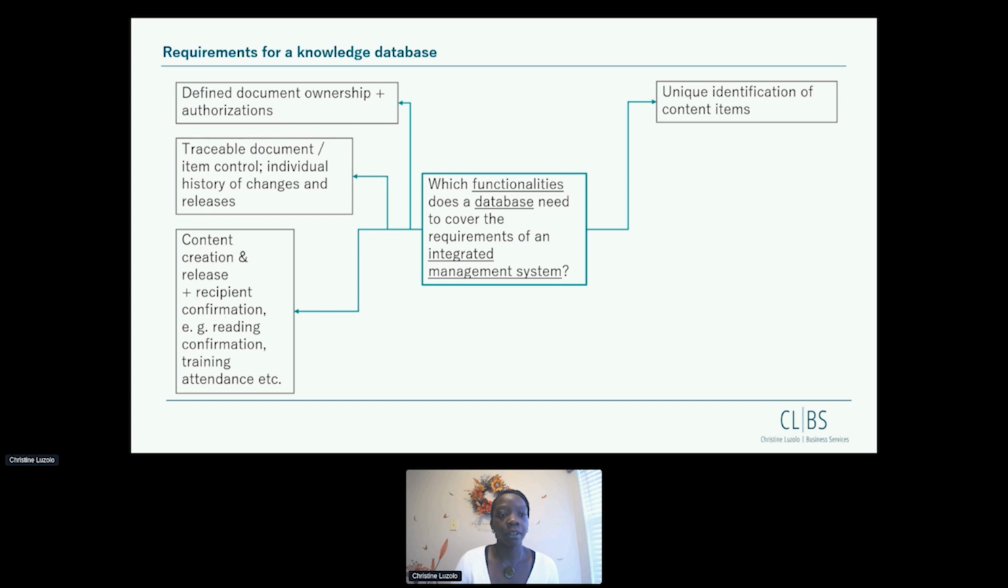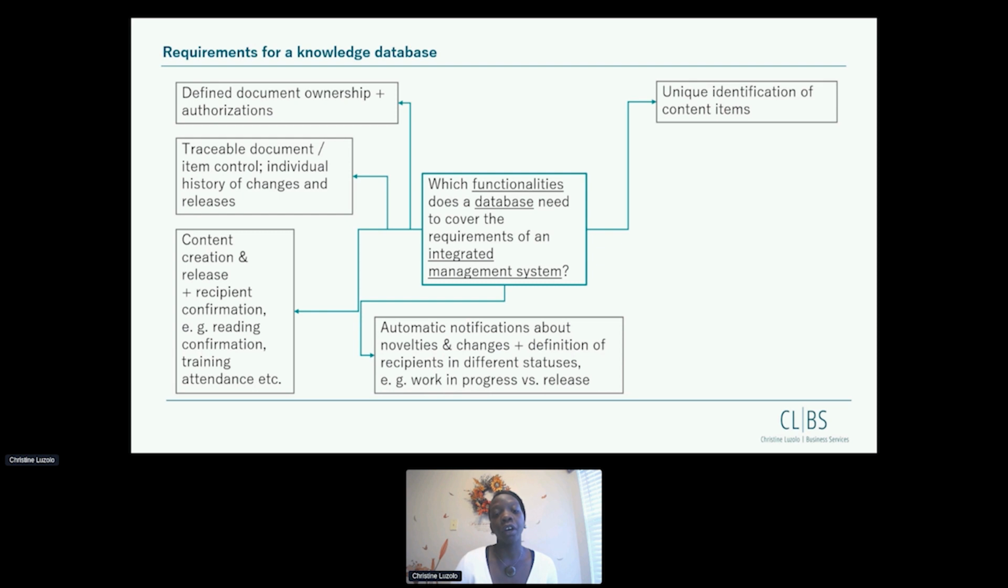Another thing is traceable document item control and the individual history of changes and releases. This is also very important when it comes to ISO 27001, which is information security. There, it is often talked about integrity. Integrity is a huge term, meaning that any set of data shall not be changed, nothing shall be added, or erased, without having traced this change back, so that at the end of the day, you can always say what was the original information. So this is what data integrity is about. No changes, no additions, and no erasures of any data without documented change, so as to be able to trace it back to the origins.